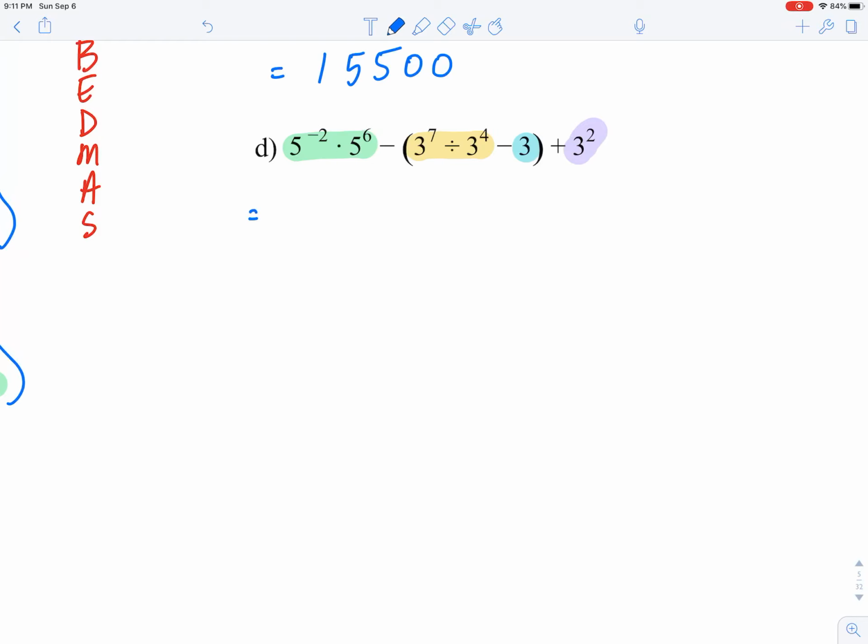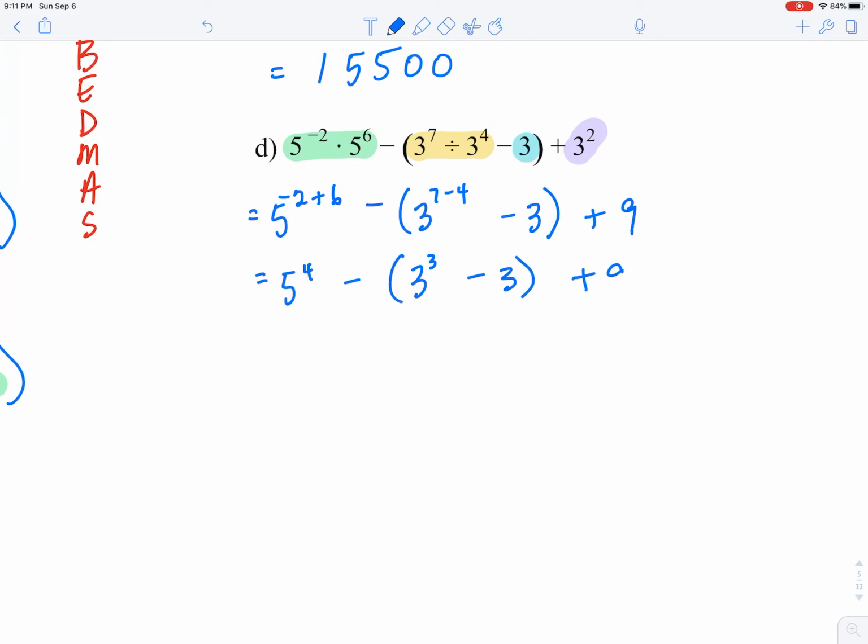So that first green term, the bases match. So it's 5 to the minus 2 plus 6, which is 5 to the 4. And now inside the bracket, the bases match and I'm subtracting. So it's 7 minus 4, minus 3 plus 9. So that's 3 to the 3 minus 3 plus 9. 5 to the 4 is 625 minus 27 minus 3 plus 9.